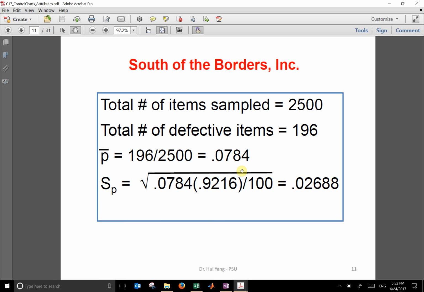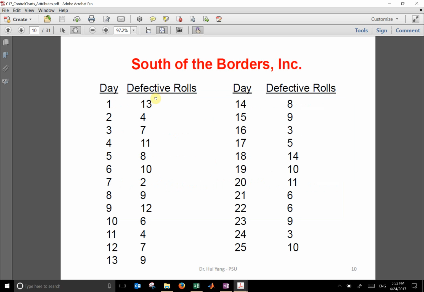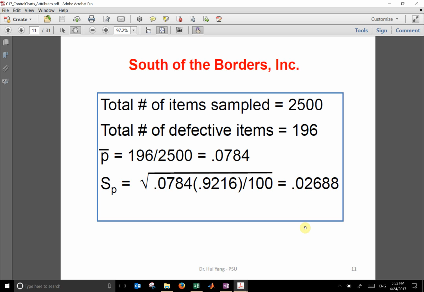Now, we can add total items together because 25 days, each day 100 rows, so it's 2,500 total samples, total items. So the total number of defective items is we add this column together, and we will be able to get the total number of defective items, so this is 196.